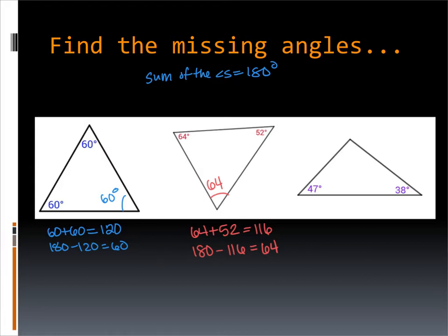Okay. And then in the last one, we have a 40. Let's change that color. We have a 47 plus a 38. It's going to be 85. And then 180 minus 85 will give us 95. So this would be 95 degrees. Okay. All right. Next.